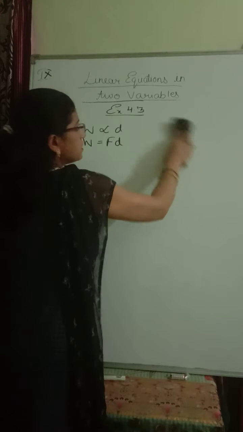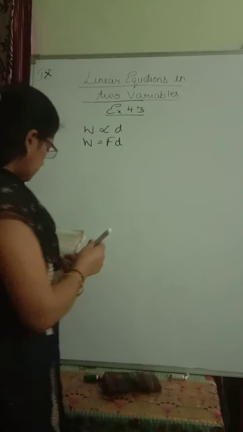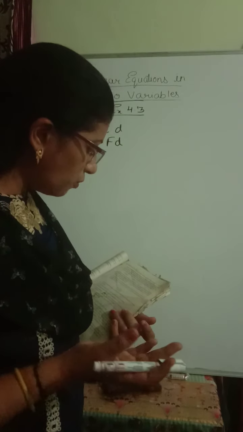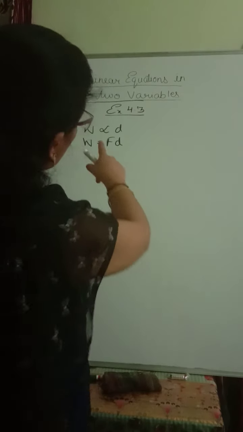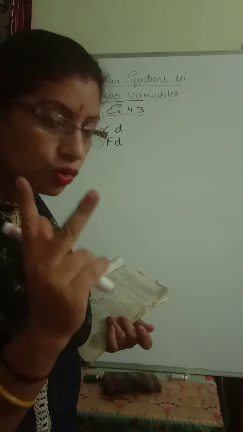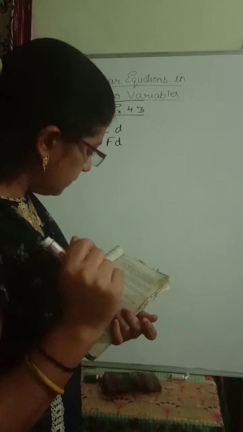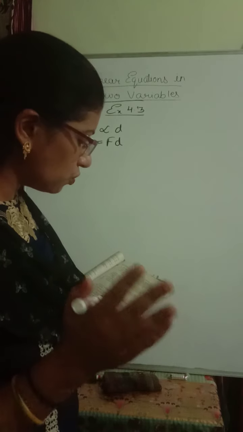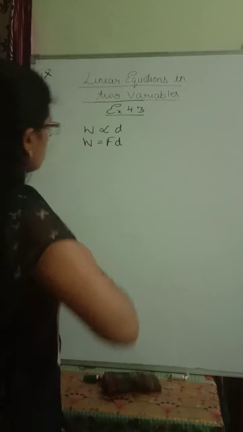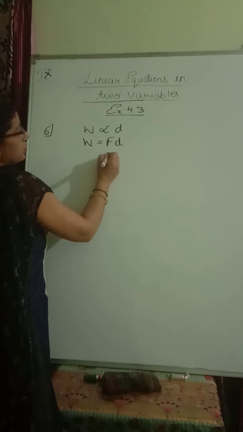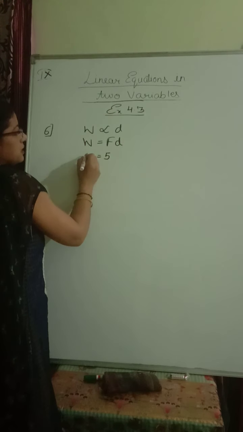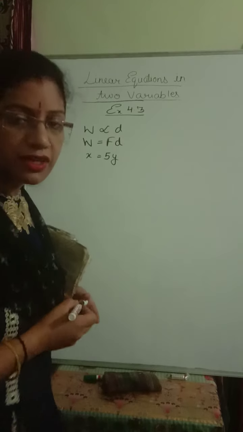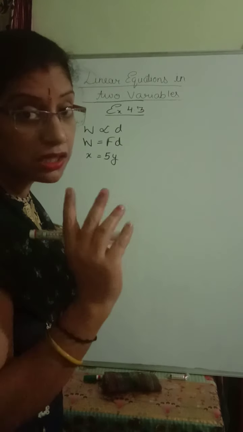Now we will read the next statement. Express this in the form of an equation in two variables, and draw the graph for the same by taking the constant force as 5 units. So we have to take the constant force as 5 units. Let us take the work done as x and the distance traveled as y, because in maths we cannot take w and d.